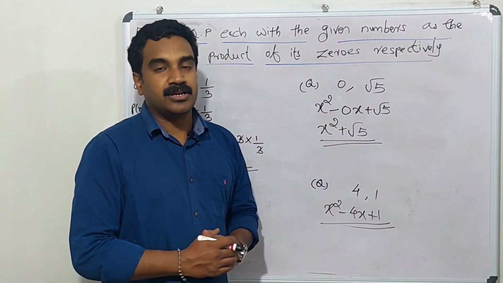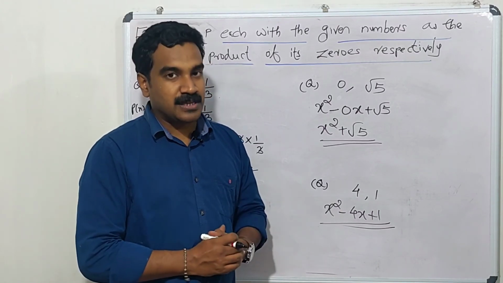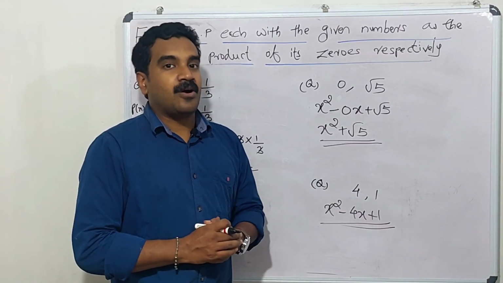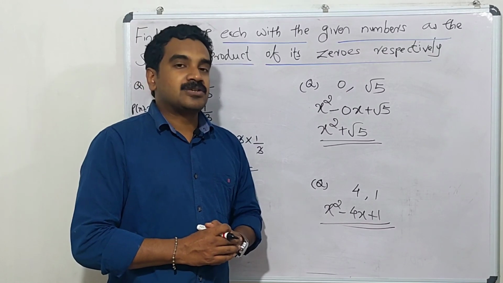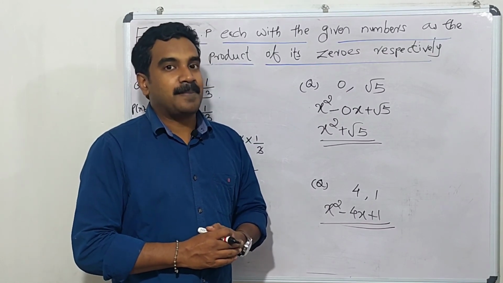This is the method. If sum of the zeros and product of the zeros are given, then making a quadratic polynomial is easy. How? X square minus sum into x plus product.